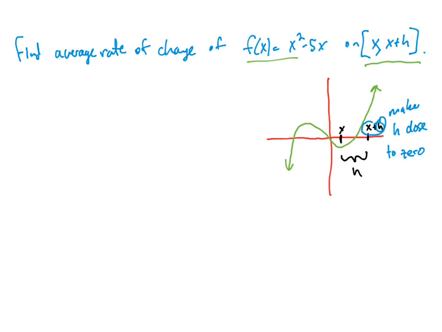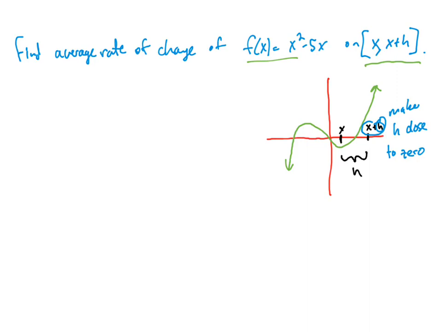So that x plus h would be moving left towards the original x value. And that's what we've been saying when we're looking at average rate of change. We want that interval, or one thing we'll be doing is making that interval as small as possible. So that's what this question is leading us into. Now, we just need to remember what we were talking about previously, how we find the average rate of change.